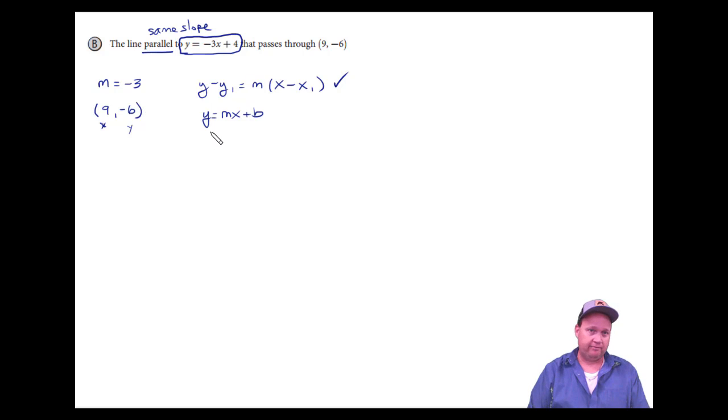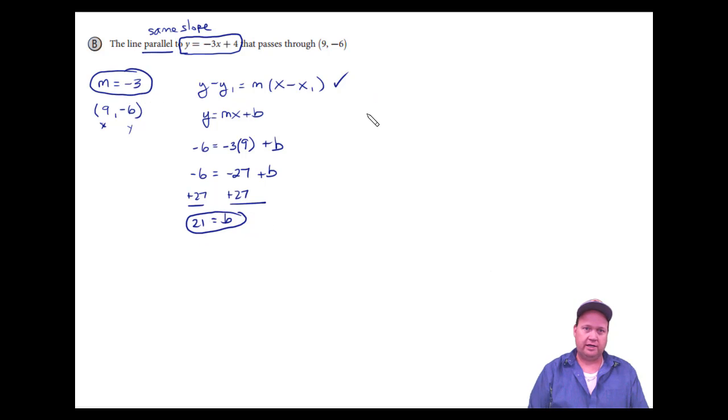And you can do this either way. Y is negative 6, m is negative 3, x is 9, and then plus b. So negative 6 equals negative 27 plus b, and if I want to solve for b, I'll add 27 to both sides, and I'm going to get 21. B equals 21. I already had my slope. M was negative 3. B was 21, and so the equation for the line is y equals negative 3x plus 21. If you use point slope form, you're going to get the same answer.